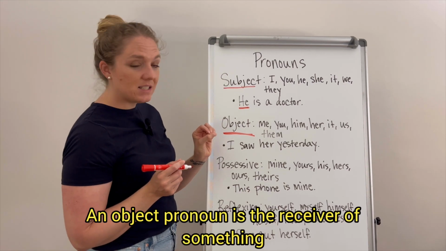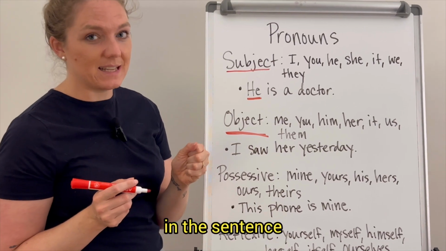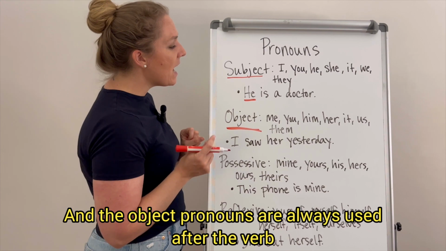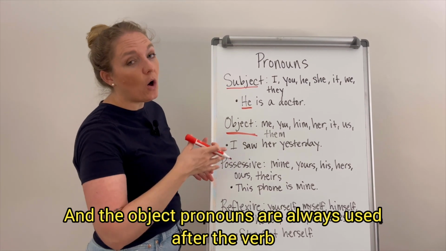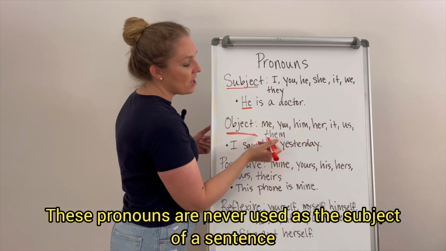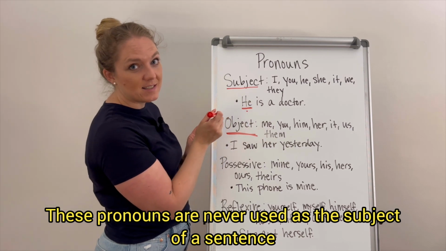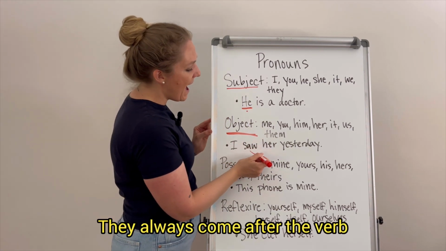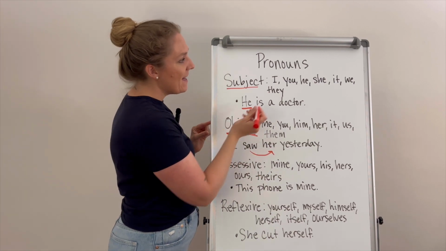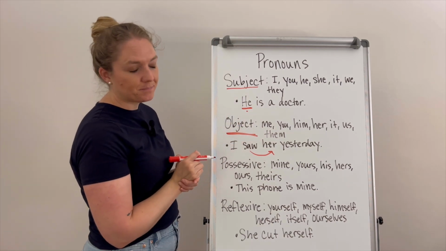The next type of pronoun is an object pronoun. An object pronoun is the receiver of something in the sentence. They are the object of the sentence. And the object pronouns are always used after the verb. These pronouns are never used as the subject of a sentence. They always come after the verb. Subject pronouns usually come before the verb.